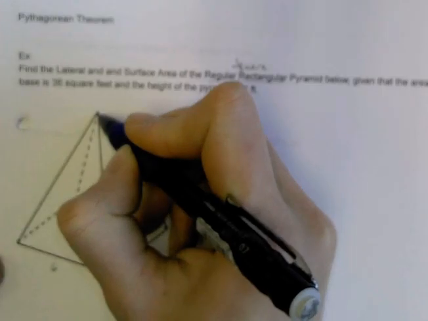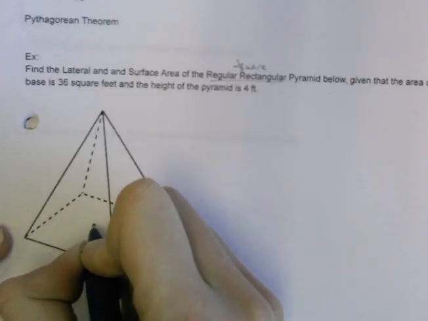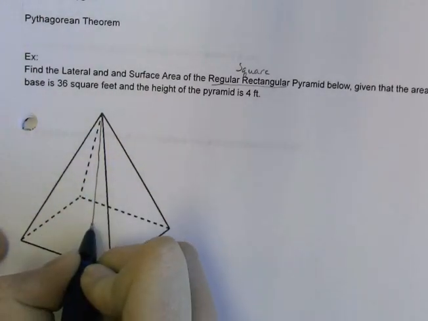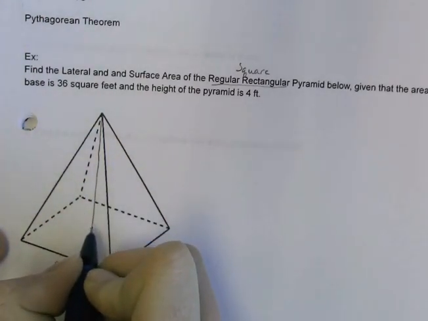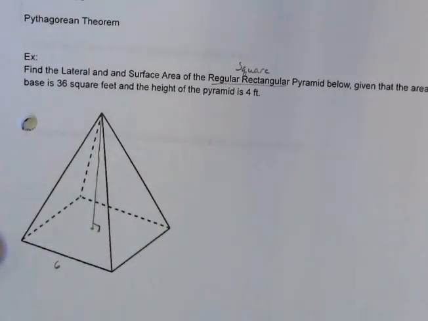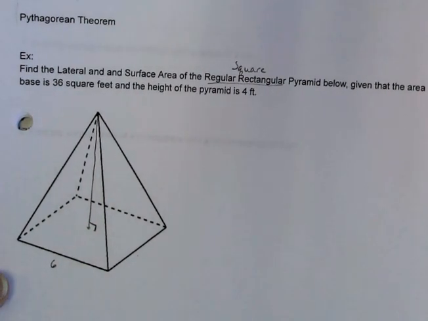So remember that the height of something drops exactly down from the vertex to the center and forms a right angle. So if I can make that look decent. Okay, so I'm going to form a right angle there. Well, that's all I'm really given. So let's think about what I need to know to find the lateral and the surface area.